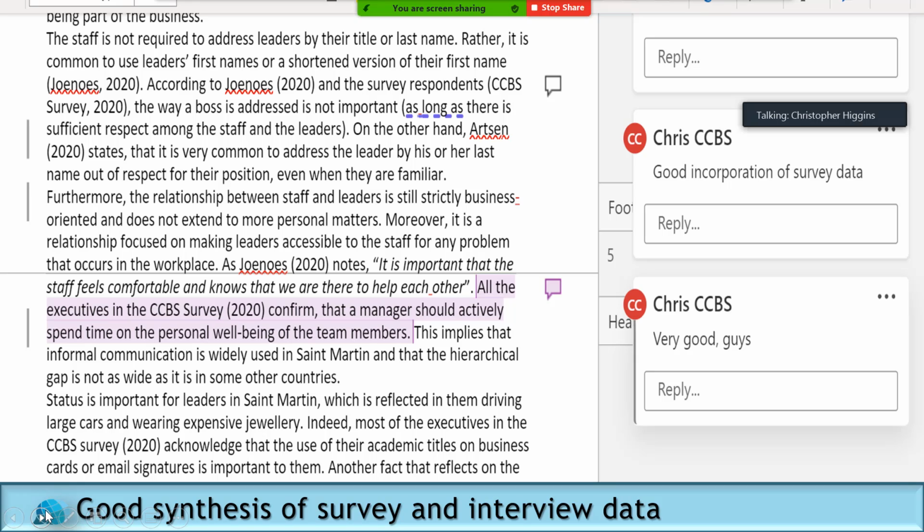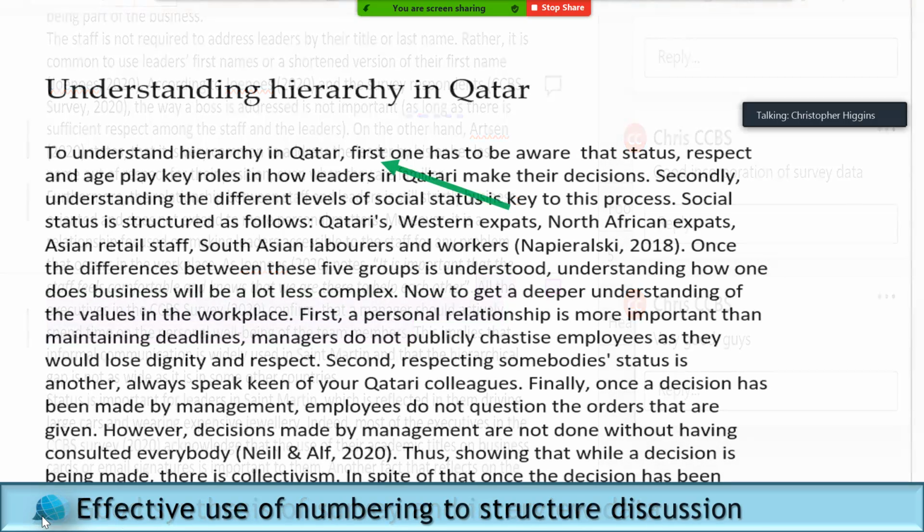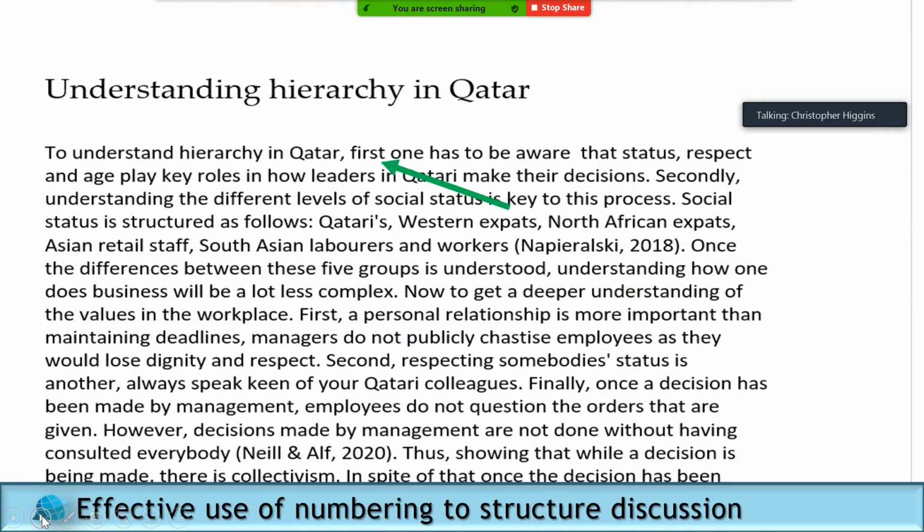It's not job done. You then need to tell me, what does that mean? What does it suggest? What can we conclude from that? So they do that. This implies that informal communication is widely used in St. Martin and that the hierarchical gap is not as wide as it is in some other countries. So again, it's specific, they're summing up, they're concluding, and they're linking it back to hierarchy. This is what it tells us. Really good example. This is exactly what we want you all to be doing as we move forward.